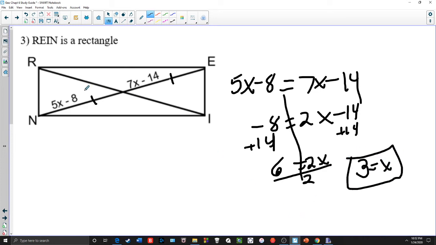So once again, if they ask you for the entire length, you would have to plug 3 back in and figure out each piece and then add together. But if they just want x, all you have to do is take the bottom piece, take the top piece, set them equal to each other, and solve. So diagonals always cut each other in half. Make sure you can set each individual piece equal to each other.